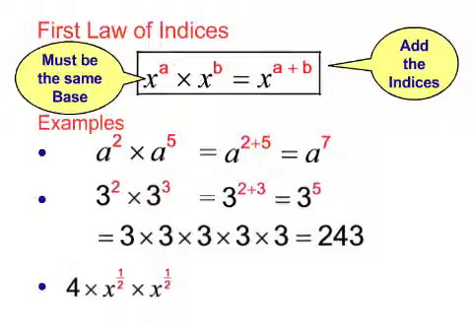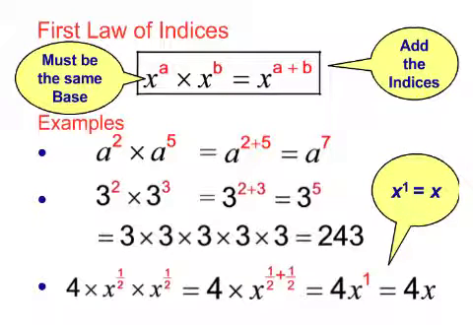And finally, here's a problem where we have a number and a fractional index, 4 times x to the half times x to the half. So we leave the 4 alone, the base is the same, so we can add the indices, a half plus a half, which is 1. So we have 4x to the 1. Notice another important thing here is that x to the power of 1 is exactly the same as just x. So we can leave our answer as 4x.